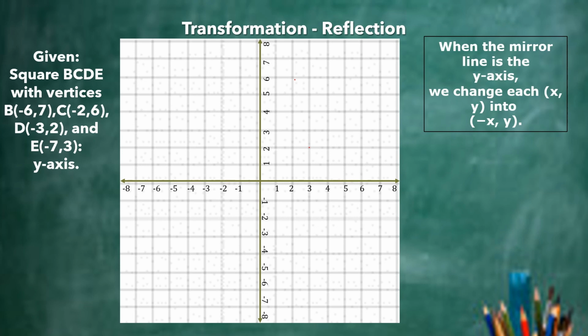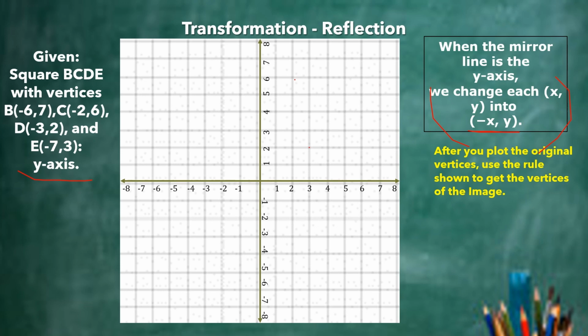So whenever you are told that the reflection is along the y-axis, here's the rule that you need to follow. If you can memorize these few little rules, it will help you with any reflection transformation you have to do. When the mirror line is along the y-axis, we have to change every x and y coordinate into negative x and y. And I will show you how to do that.